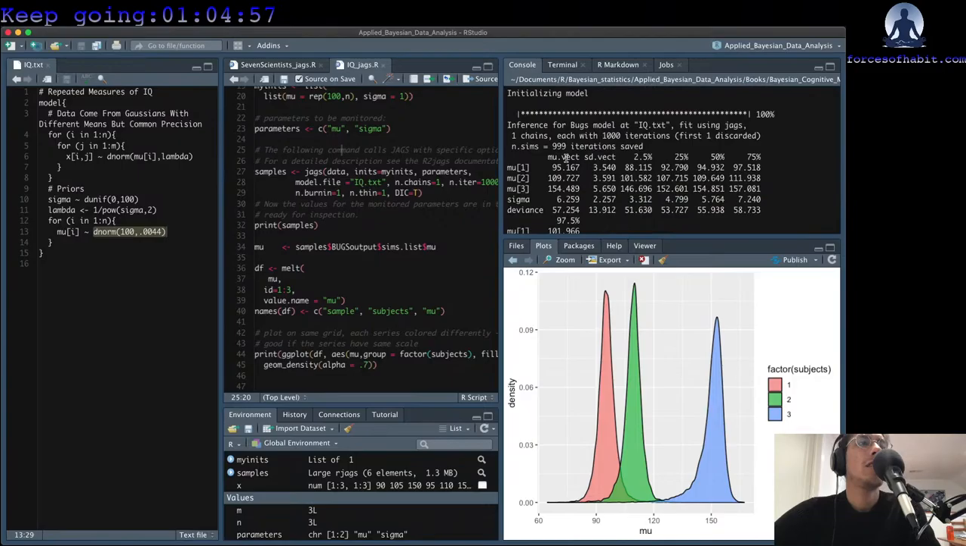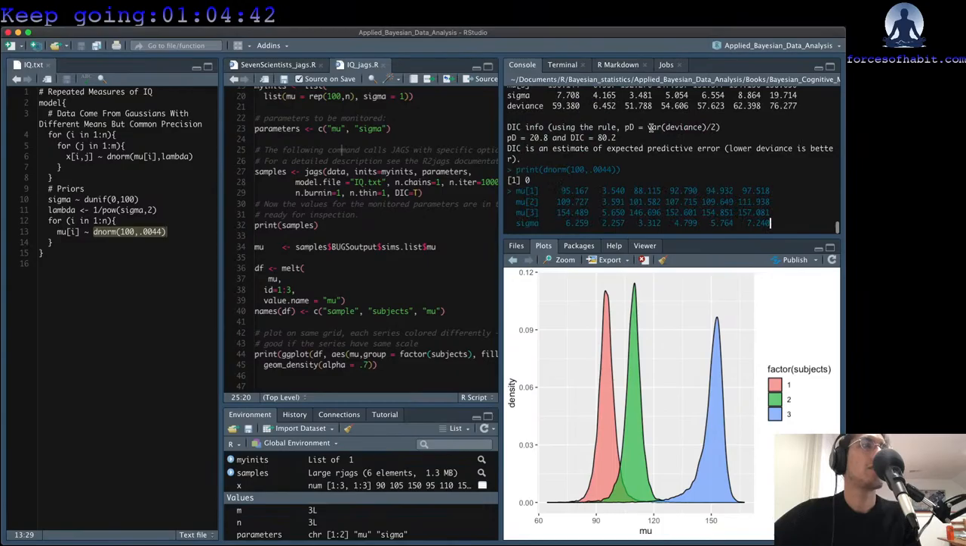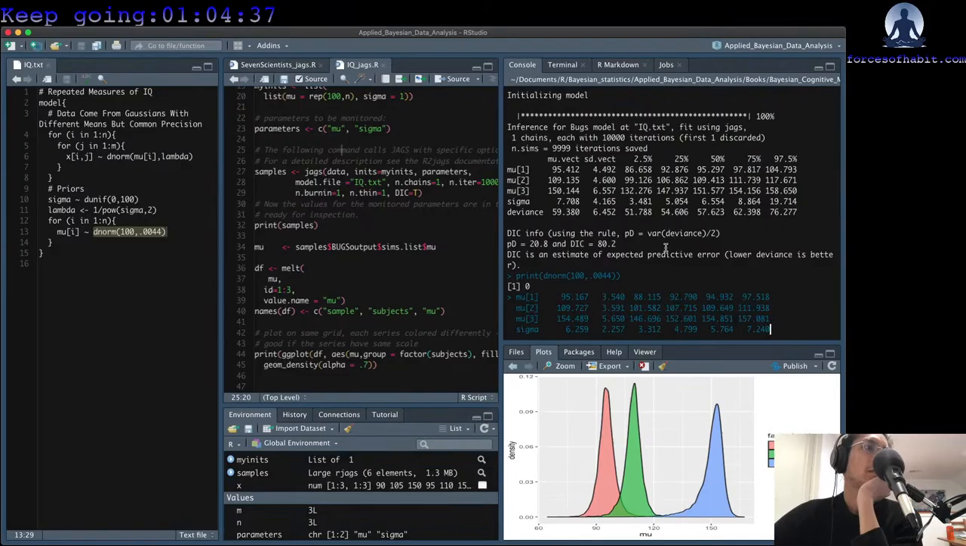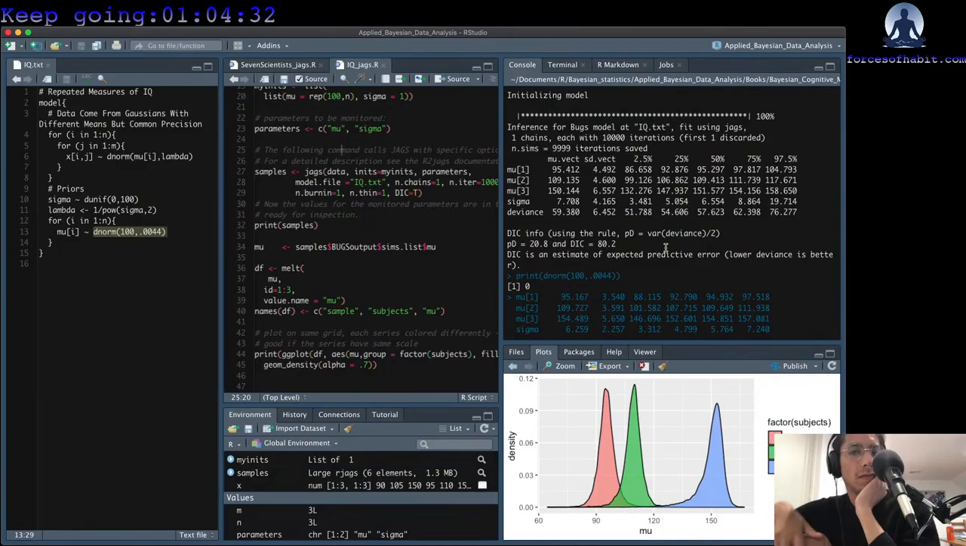So here's the average. Looks like the variance decreased around the averages, so tighter estimates. Except for the third one. But the third one is farther out than what we've specified, right?